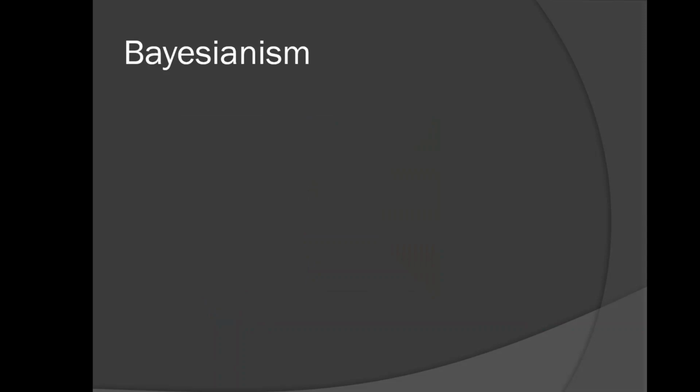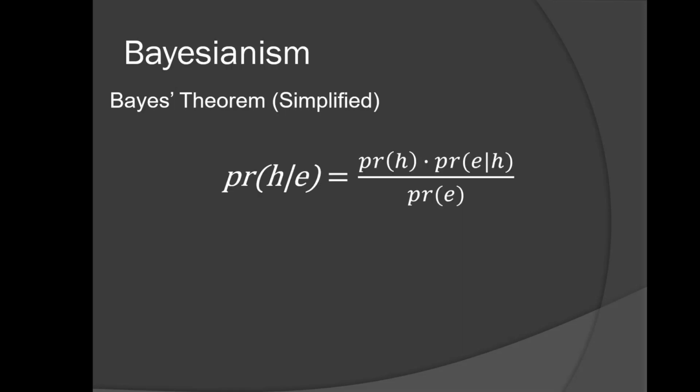We're going to apply Bayes' theorem to this problem. As a refresher, Bayes' theorem is a definition of conditional probability, and for this problem we can use the simplified form of Bayes' theorem, which is right here. It says that the probability of a hypothesis H given an item of evidence E equals this ratio: the probability of the hypothesis times the probability of the evidence given the hypothesis, divided by the total probability of the evidence.